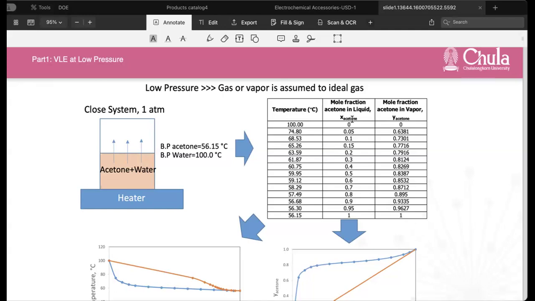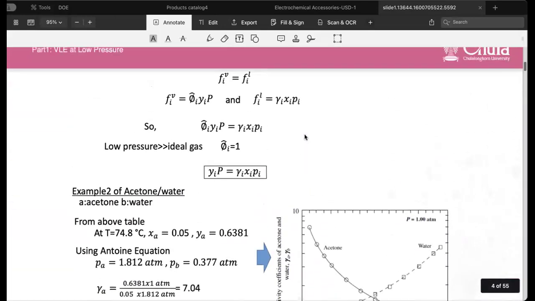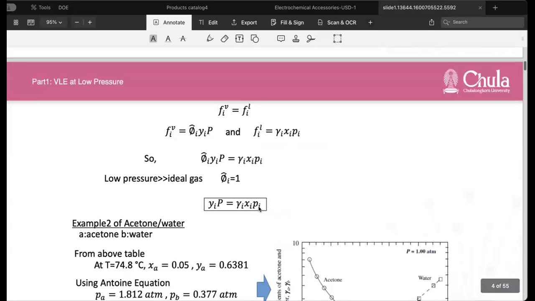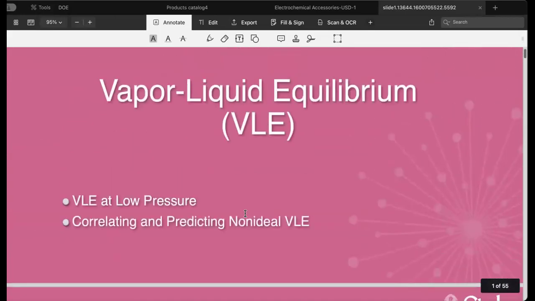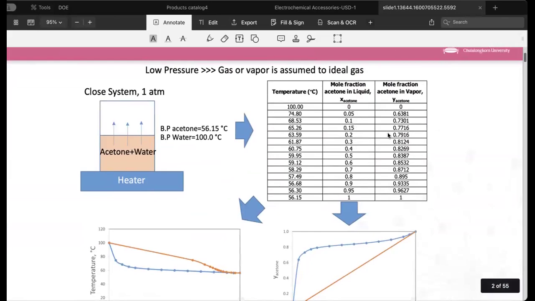You have x1, you have y1, right? And you know P, right? P, the pressure of the whole system, is kept constant at 1 atm. And you know T, the temperature. So by using the Antoine equation, you can calculate P1 saturation because it's related to T. Okay, you know Y, you know X, you know P, then you can calculate gamma. Okay, you know everything, right? And that is for the first component, X1, Y1.